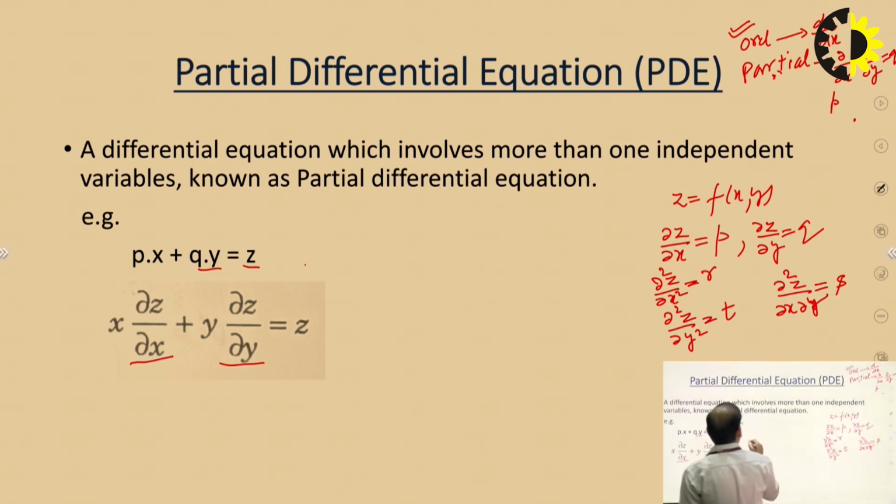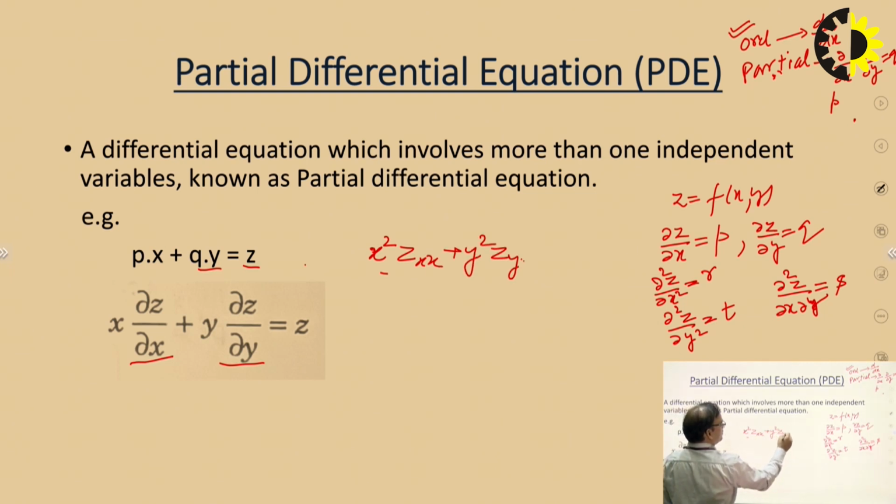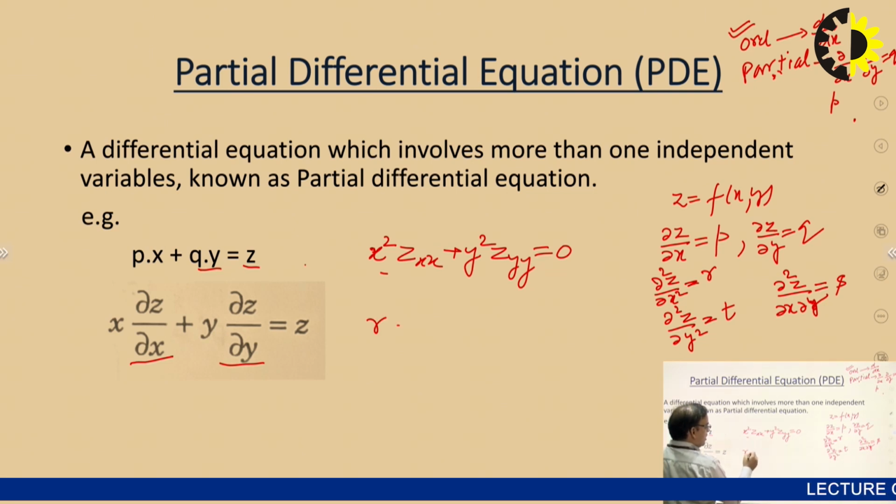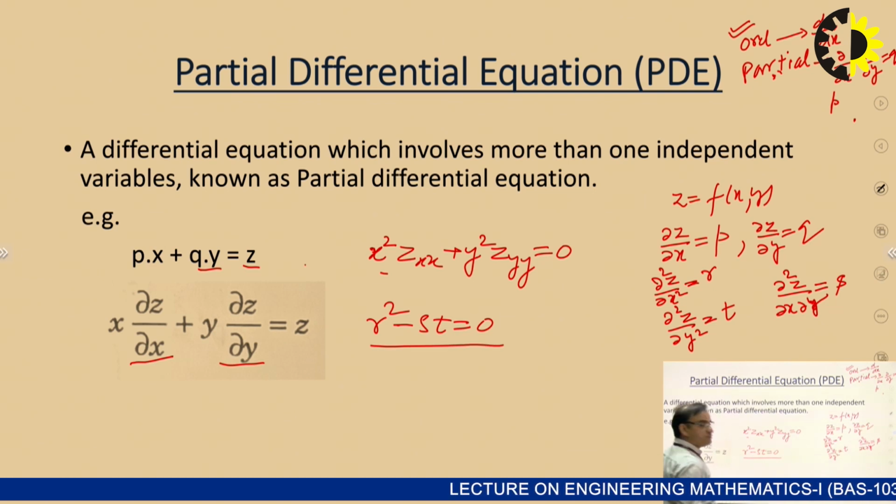Using these notations, we can write another type, like x square z xx plus y square z yy is equal to 0. This is another type of differential equation of partial type. And if we have equations like r square minus st is equal to 0, this is another differential equation. These are second order partial differential equations.